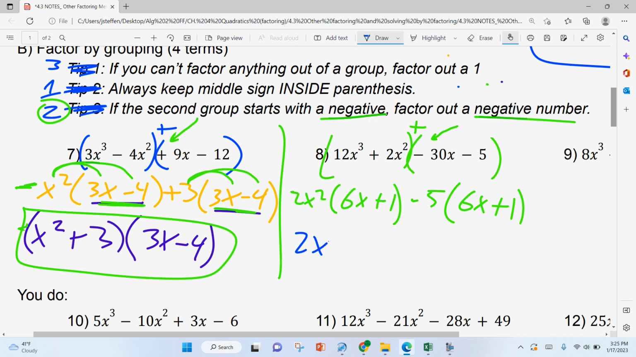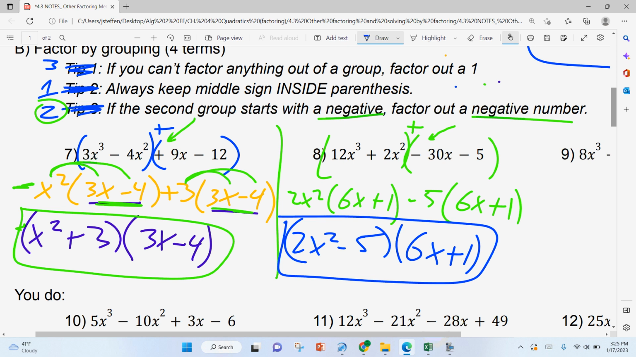So 2x squared minus 5. It doesn't necessarily have to go first. It doesn't matter which order you put these binomials in. But then 6x plus 1 last.